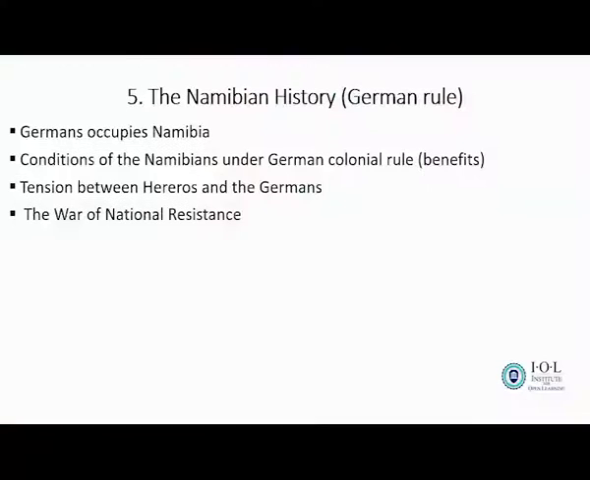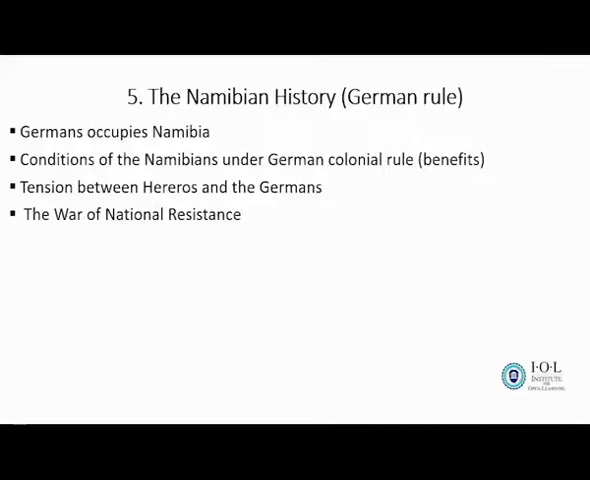Let's move on. We have Namibian history, the German rule. Namibia under the Germans. How did the Germans occupy Namibia? We all know why Namibia was occupied by Germany and what the living conditions of the Namibian people were under the Germans. For example, when the Germans were here in Namibia, Namibians were treated like foreigners in their own country.